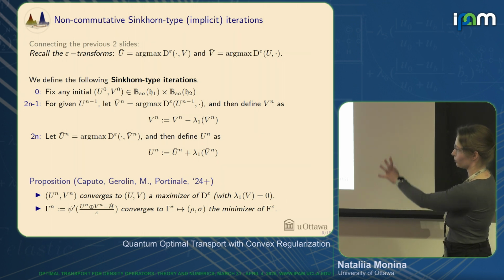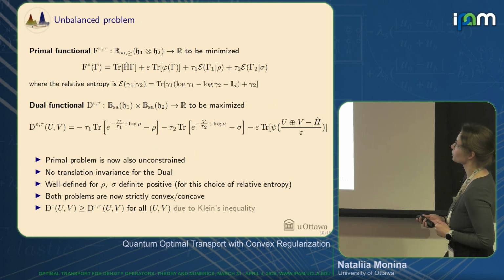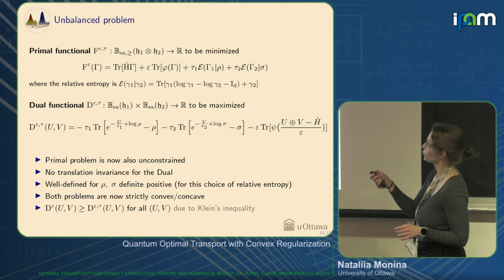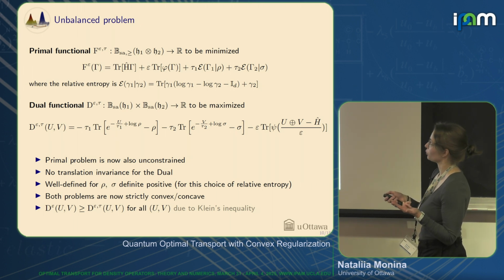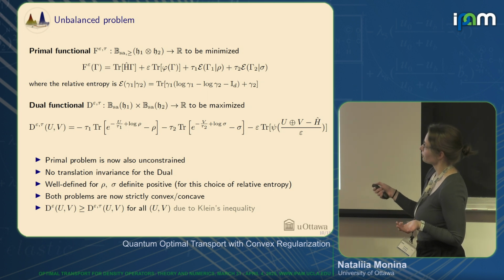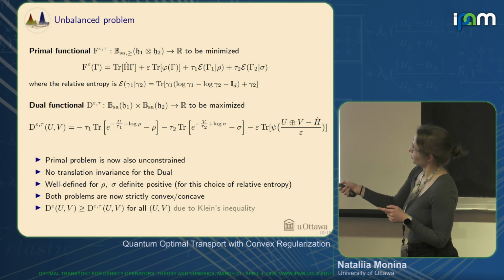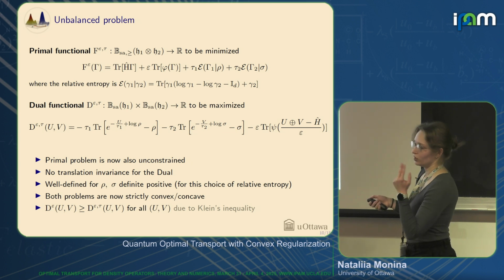I'm finished here talking about the balanced problem. Let's talk a little bit about the unbalanced one, which was never mentioned yet. So here, as I said somewhere in the beginning, we introduced these soft constraints on the marginals. Instead of forcing the partial traces to be equal to rho and sigma, we add the relative entropy. And here we define it in an interesting way, because this definition will also work for all positive semi-definite matrices, not only with trace 1.